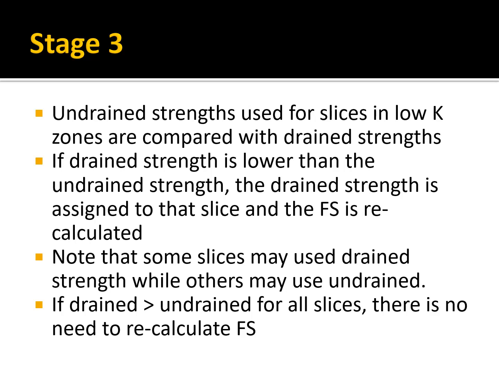In this case, we use undrained strengths for slices in low K zones, and we compare those to the drained strengths. And if the drained strength is lower than the undrained strength, then the drained strength is assigned to that slice and the factor of safety is recalculated. So some slices you may be using drained strengths and others you may be using undrained, whichever is most conservative. And if the drained is greater than undrained for all the slices, then clearly the stage 2 factor of safety is the critical one.